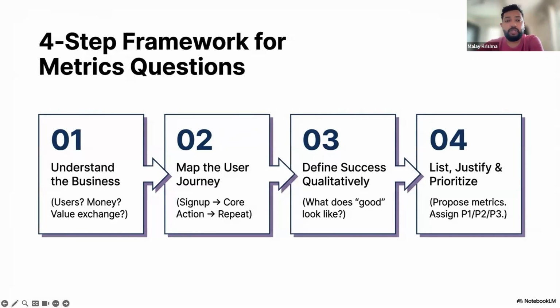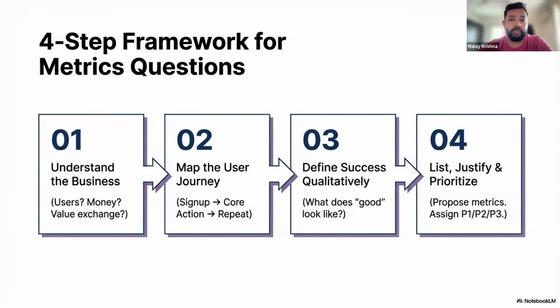Second, map the user journey, of course. Walk through the entire flow step by step: sign up, core action, completion, repeat usage. Basically, whatever the user is doing with their thumb on the product or their mouse on the product, map that entire journey, right? Why are we doing this? Because the journey tells you where to place your measurement points. Every stage of the journey can have a metric that will tell you exactly whether whatever you're doing is working or not. Perfect.